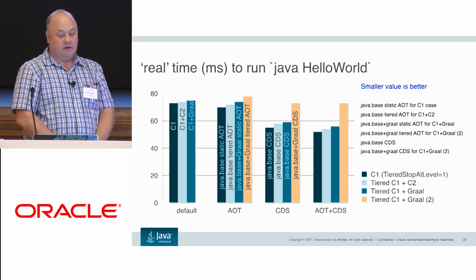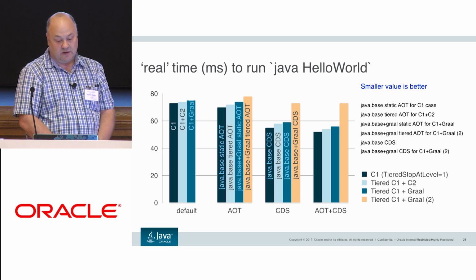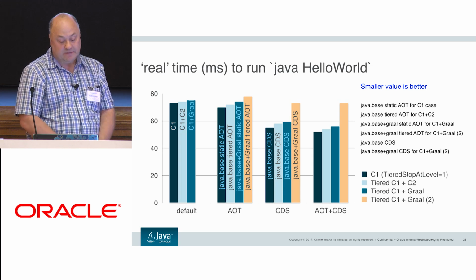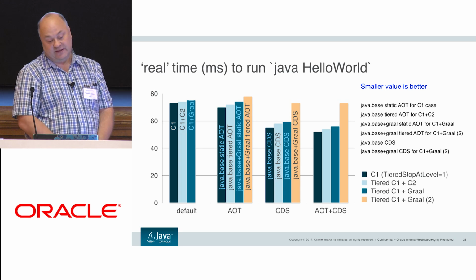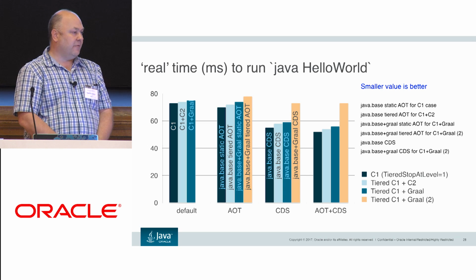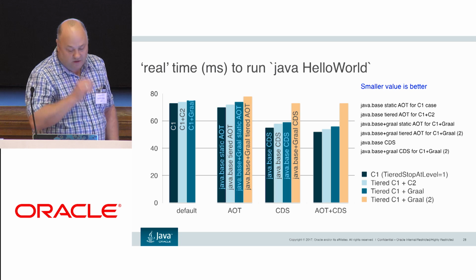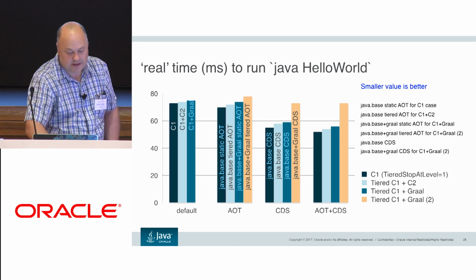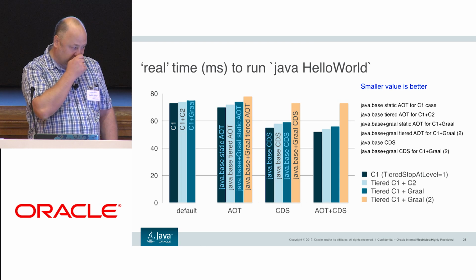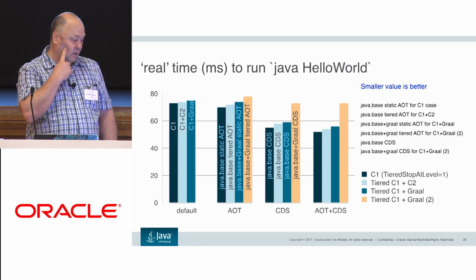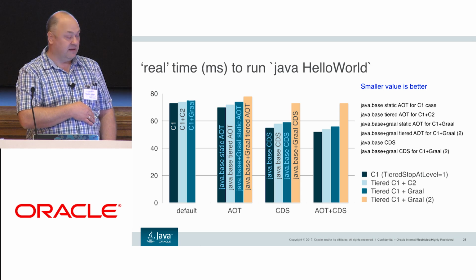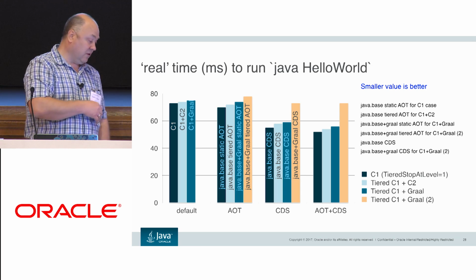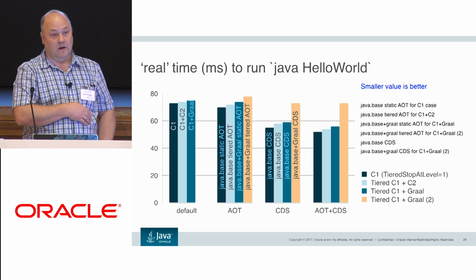This slide shows execution time, real time, running Java Hello World. Time is in milliseconds and a smaller value is better. The main observation is that AOT improves startup on average about 5% and class data sharing about 20%. Combining them, we have up to 25% improvement. The first column shows the data collected for C1, which is enforced by the TieredStopAtLevel=1 flag. The second column is the default C1 plus C2 tiered configuration. And the third and fourth columns are C1 plus Graal as JIT.